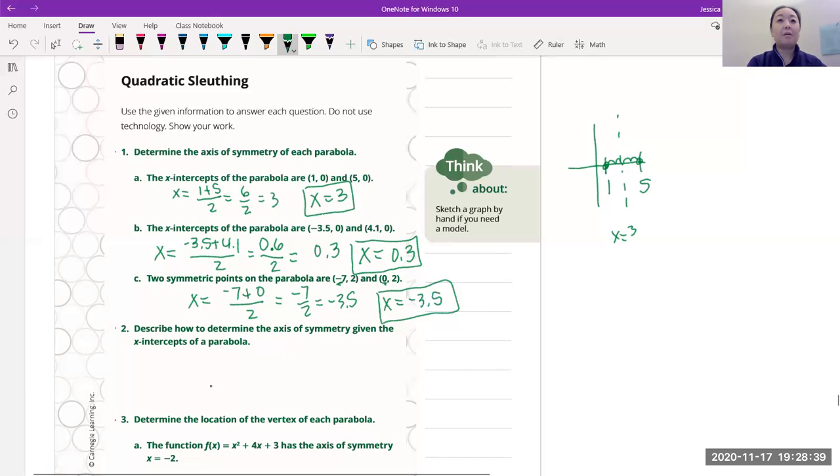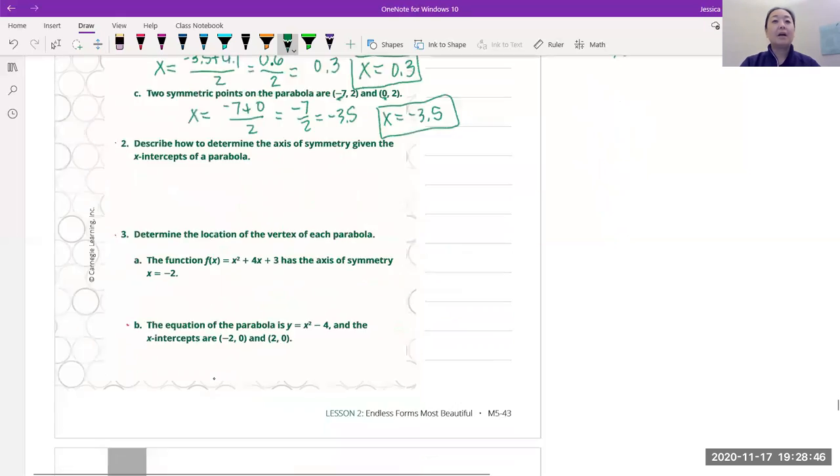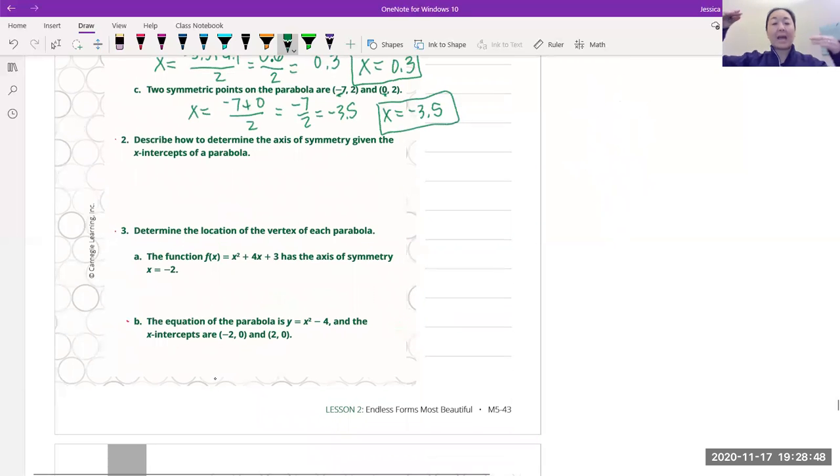And describe how, well, I just described how you did that. You find the average of the two points. It can't be just any random two points. It has to be two symmetric points. If they're not symmetric, then it doesn't work. And as you know, roots are symmetric.